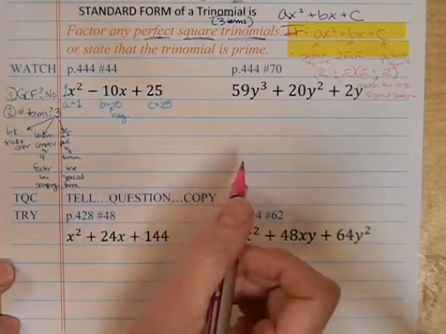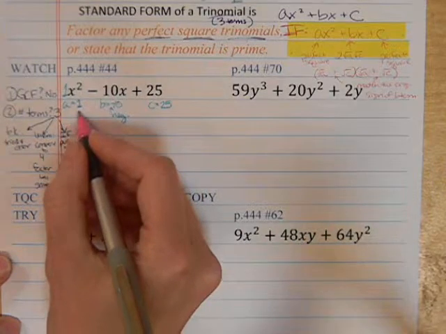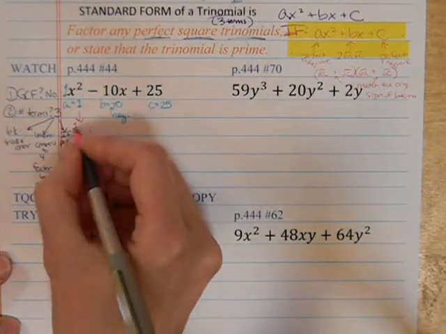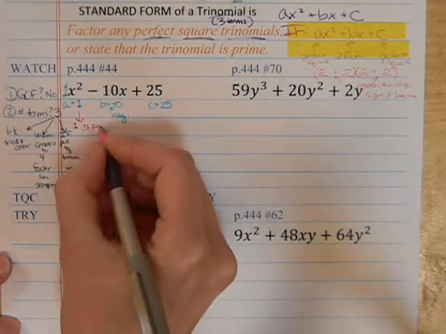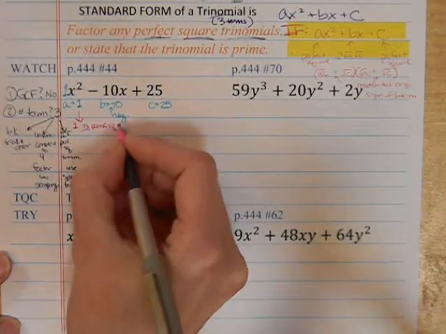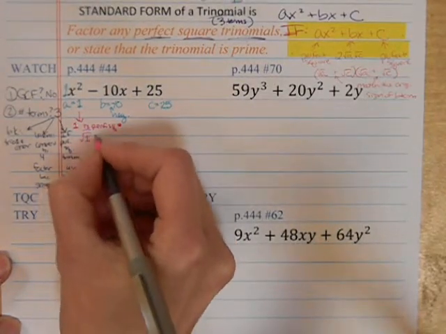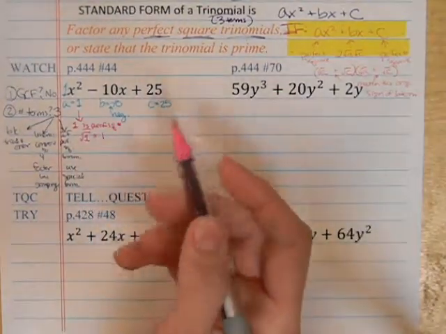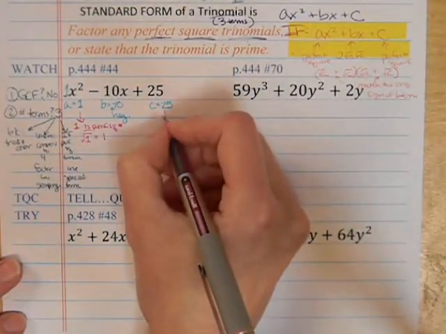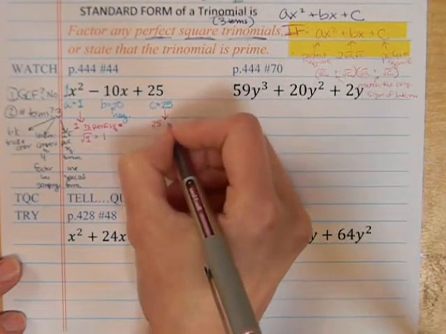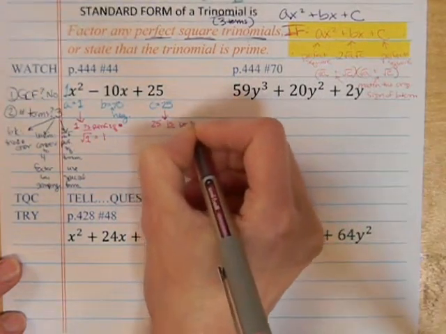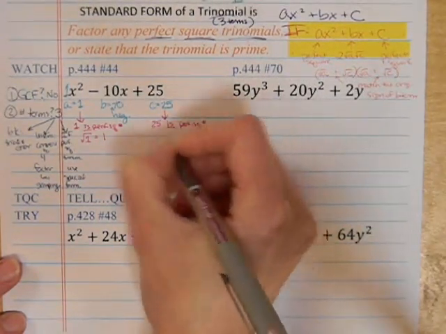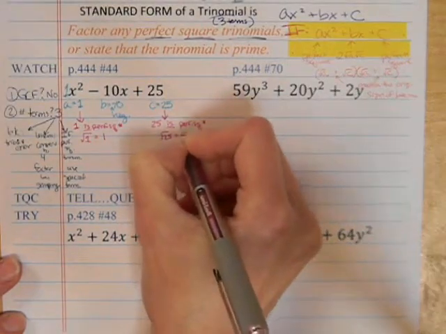When you look for a perfect square trinomial, you ask yourself, is 1 a perfect square? Okay, so 1 is a perfect square number, and then you find the square root of that. Square root of 1 is 1. 1 times itself equals 1. That's what the square root means. Okay. And then you ask yourself, is 25 a perfect square? And 25 is also a perfect square number. And the square root of 25 is 5.